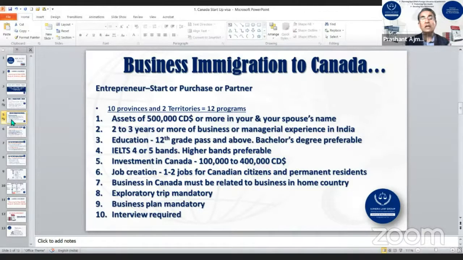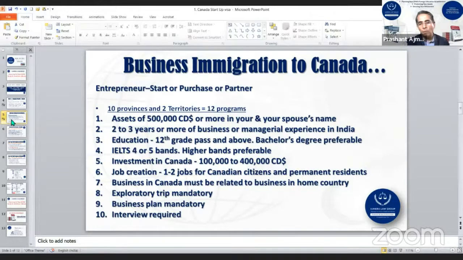So if your assets are more than 3 to 4 crores and above, you can qualify. The second requirement is that you should have either a business experience, that means you are a small SME or MSME, or a managerial person working in a company and you have 2-3 years of experience. You have at least 12th standard pass. If you have a bachelor's or a master's degree, obviously it's preferable. You should have an IELTS score of 5 bands and above.